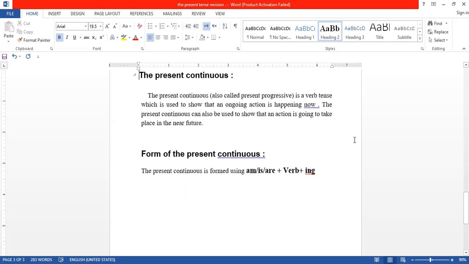So the form of the present continuous is quite easy and clear, as you can see. The present continuous is formed using am, I am, or is, he, she, it is, or are, you are, they are, we are, plus verb plus ing. Clear? Yes, I am studying English now. He, she is studying English now. We, you are studying English now. That's the form of the present continuous.